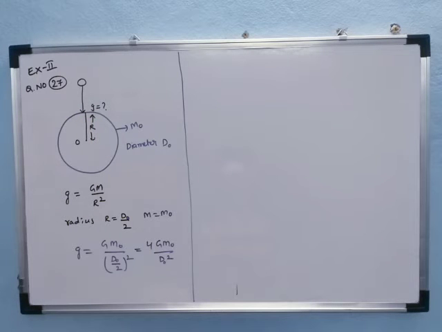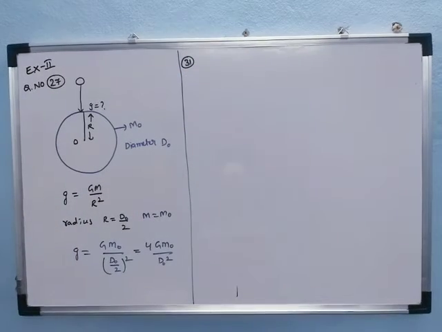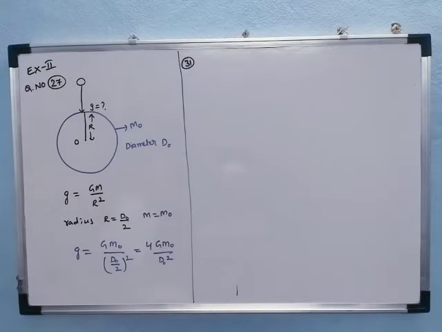And next, see the question number 31. Here it is given that the weight of a body on the surface of two planets is the same, and their densities are d1 and d2. Then find the ratio of their radii. See, what is given? The weight of the body on the surface of the two planets is the same, but the densities are d1 and d2. Then find out the ratio of the radii.